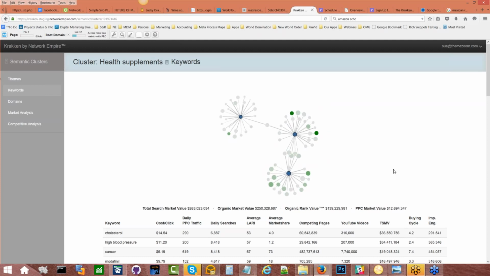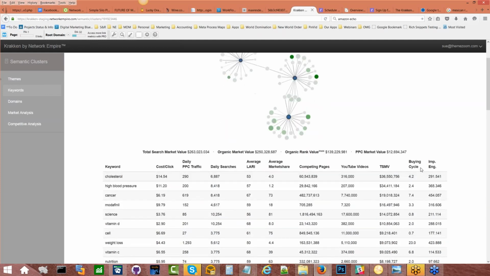Two columns that we added just this morning that we're still playing with. One is the buying cycle, and the other one is the important engagement. The higher the number in the buying cycle, the closer to the end of the buying cycle the keyword is. And important engagement has to do with searches and videos and the cost per click and a couple of other things.